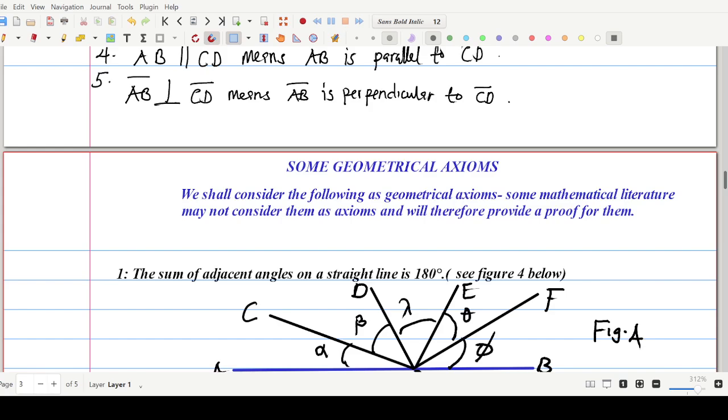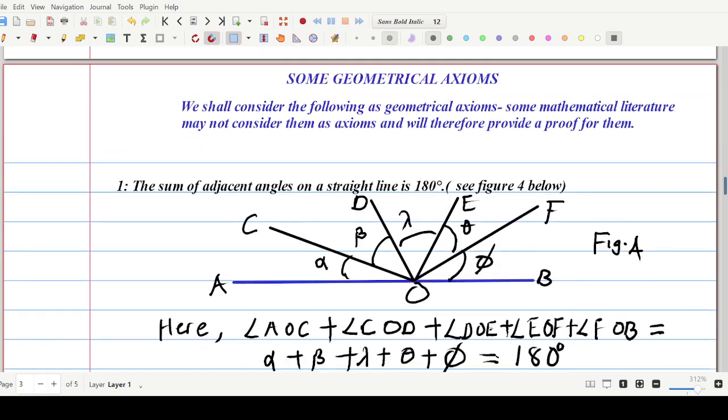For example, look at this figure here, figure 4 below. You see that angle alpha, beta, lambda, theta, and phi, they are all adjacent angles. And because of that, the sum of these angles is 180 degrees. And we don't require proof because it is an axiom. It's an assumption that needs to be accepted so that we can by it establish other important facts. All right. So that is why we call it an axiom.